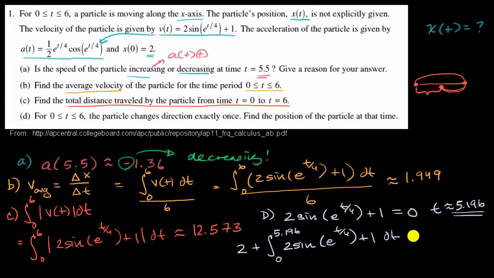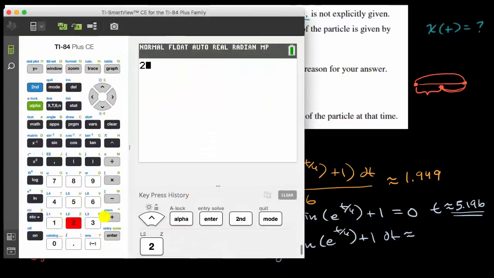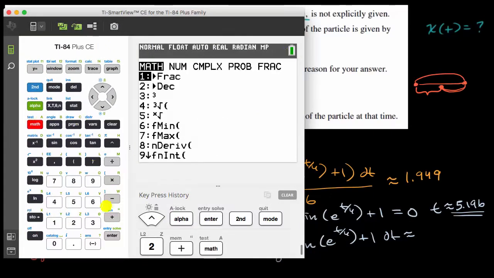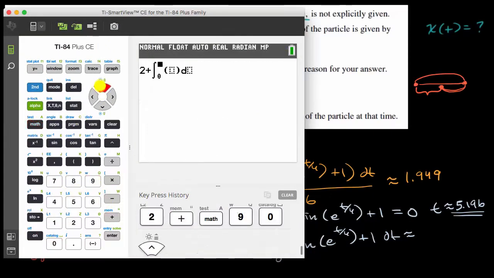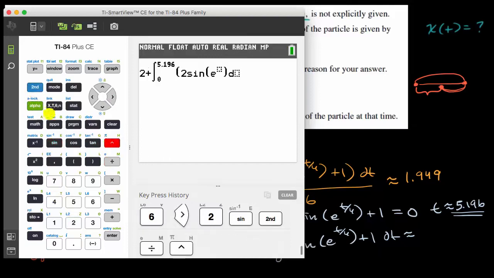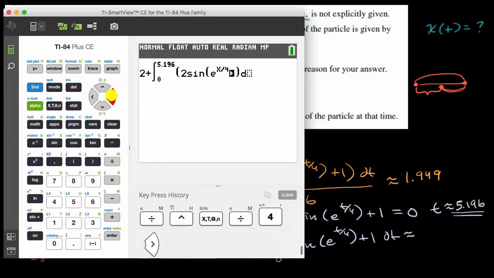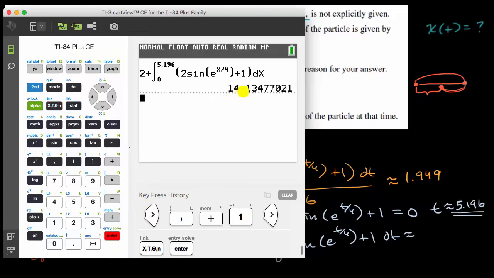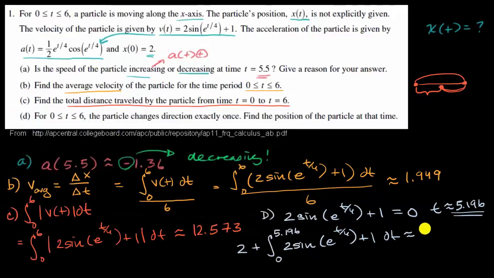This would give us our total position, where we started plus our change. And so this is going to be approximately equal to 2 plus, and then I go to math, definite integral from 0 to 5.196, 2 sine of e to the x divided by 4 power, and then close that parentheses, plus 1, and then I'm integrating with respect to x, and so this gives us approximately 14.135 as its position. And let me make sure that I put those parentheses in the right place. And we are done.